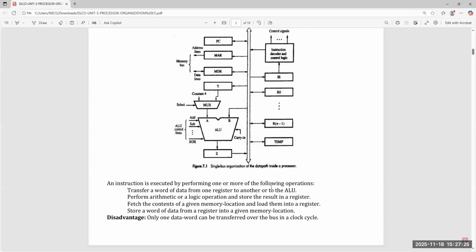The third is that it may require additional circuitry for decoding addresses. These are some disadvantages of single bus organization.